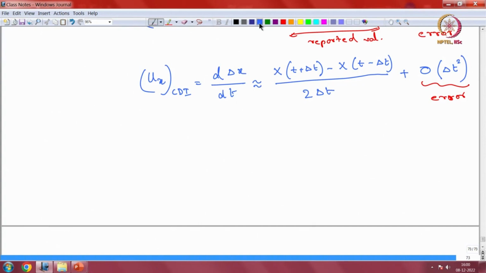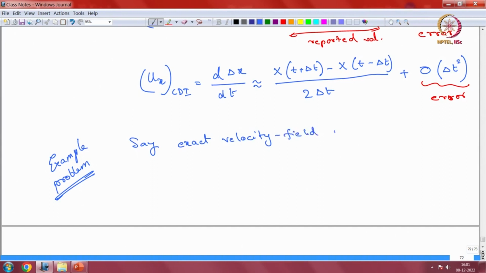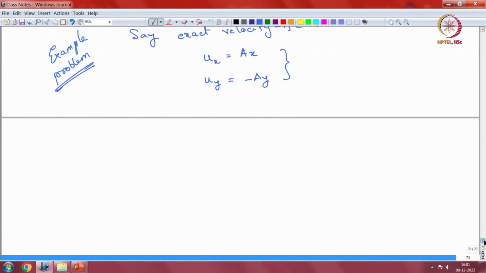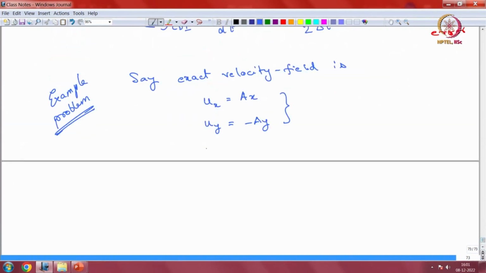So, what I have done is I have composed an example problem. So, let us do this example problem, and let us say the exact velocity is available to you. Okay. So, say the exact velocity field is available, and this velocity is given by ux equal to a times x, and for uy it is minus a times y. And you have to calculate the error in evaluating this using the forward difference and the central schemes.